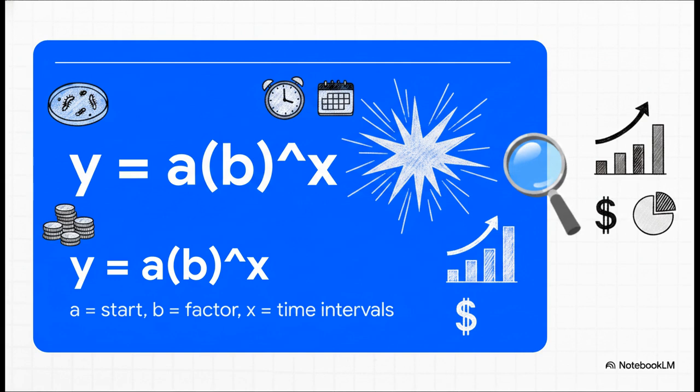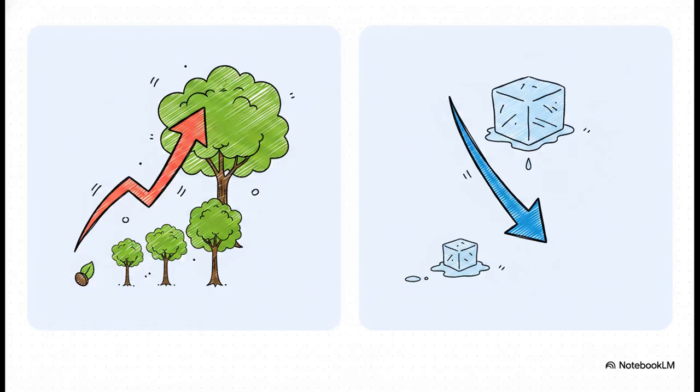That tiny little exponent up there, that's your number of time intervals. How many hours, days, or years have actually passed? Because X is an exponent rather than just a simple addition sign, that is literally what gives this formula its explosive power. So the really cool thing is that this one single formula beautifully handles both directions of fast change.